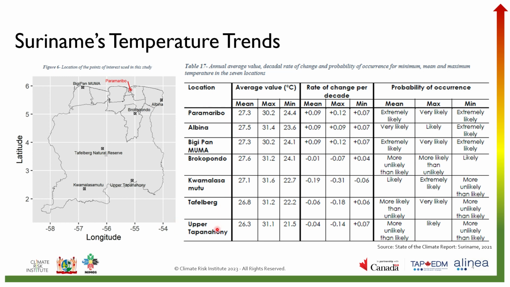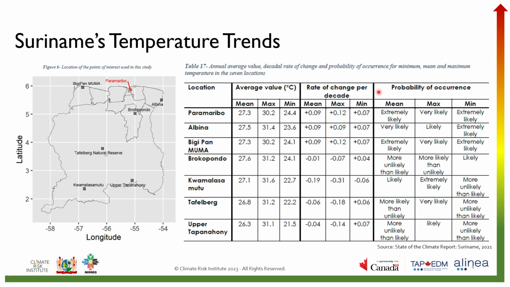So you can see them on the left here, as well as they're highlighted in this figure or this map of Suriname. So in this table, we can see the average value for the mean, max, and min, which we just described in the previous slide. And they also highlighted the rate of change per decade, so how the temperature is changing for the mean, max, and min over 1990 to 2014, and the probability of occurrence.